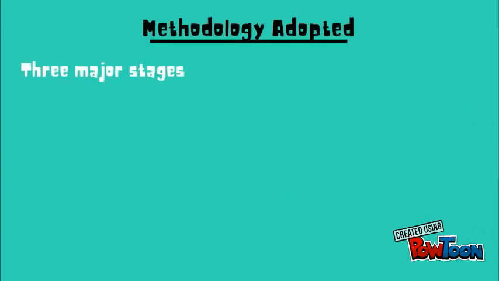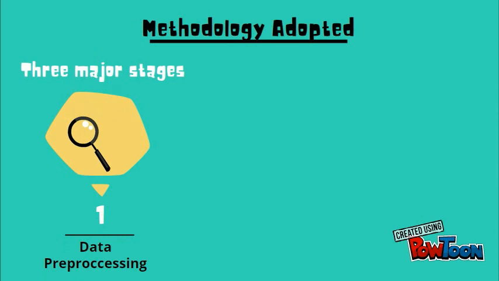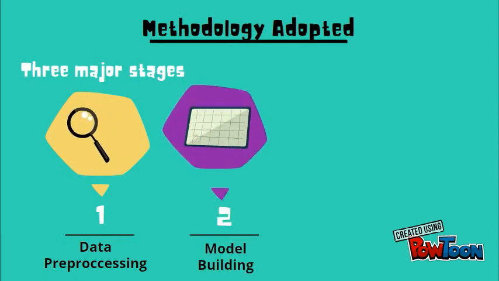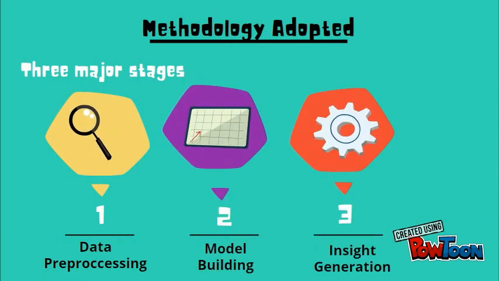The project consists of three major stages: Phase 1 data pre-processing, Phase 2 model building, Phase 3 insight generation. Let's dive deeper and understand how the analysis was done.